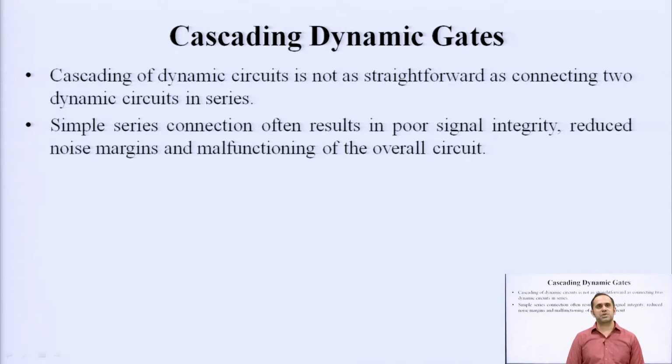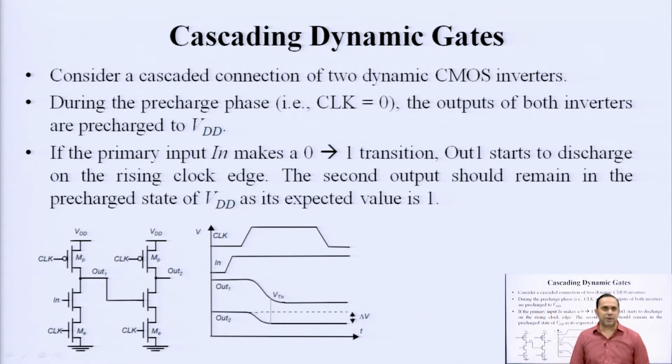But when it comes to dynamic CMOS circuits, cascading does not work in a simple way. It is not as simple as connecting the output of the first stage to the input of the second stage. If you do a simple series connection, it is possible that the signal strength will be reduced, noise margins will be affected, and overall you might see a malfunction such that the output becomes erroneous. Let us see one example here.